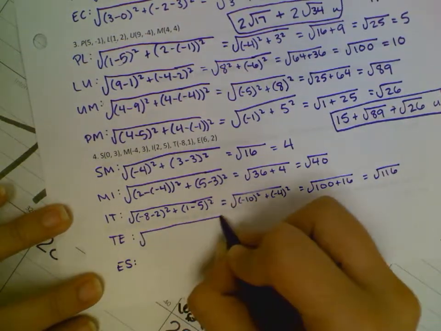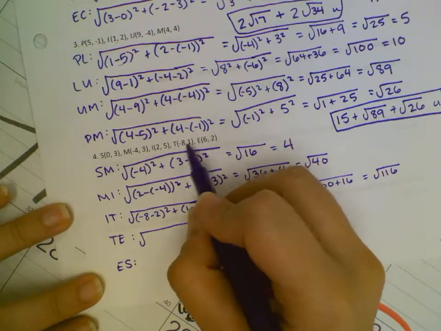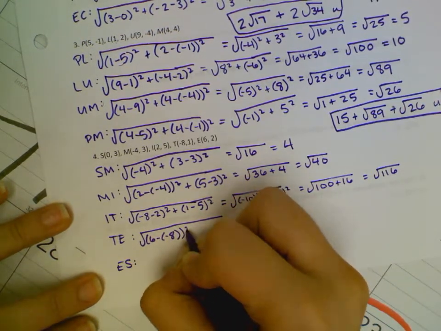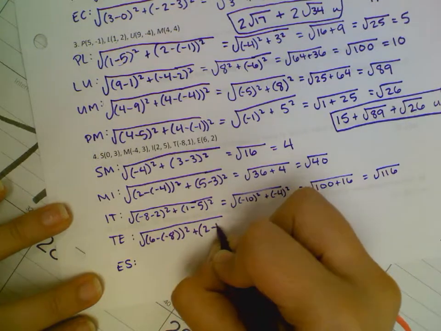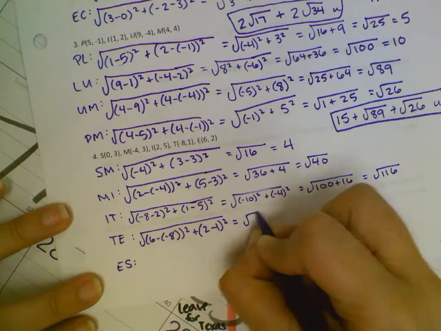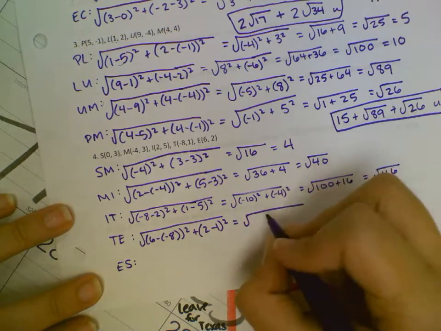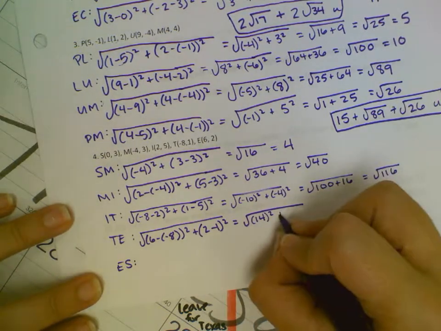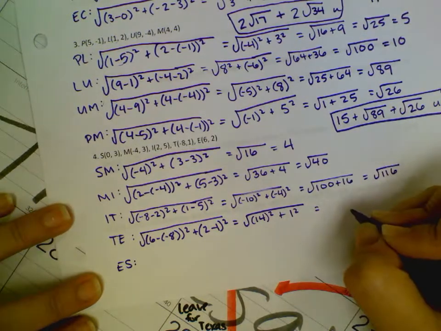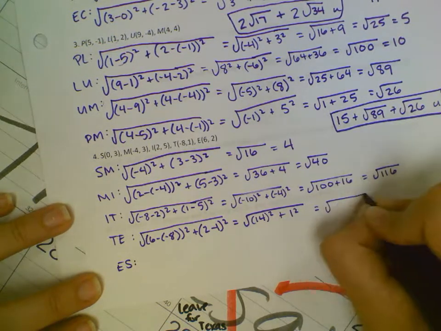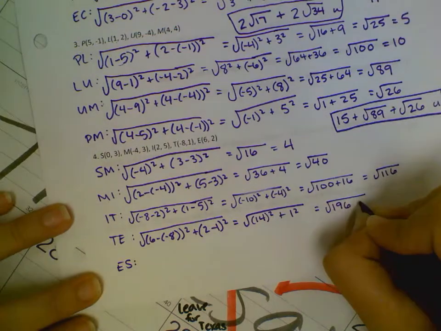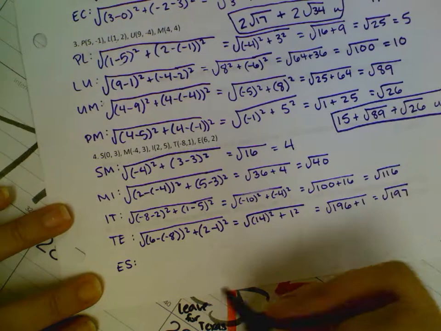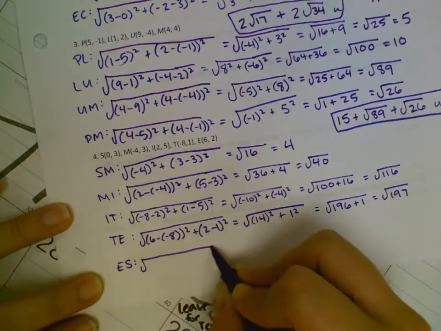TE will take the square root of 6 minus negative 8 squared plus 2 minus 1 squared, which will be 6 minus negative 8 is going to be 14, and 2 minus 1 is 1. 14 squared is 196, so I have the square root of 196 plus 1, which is the square root of 197.